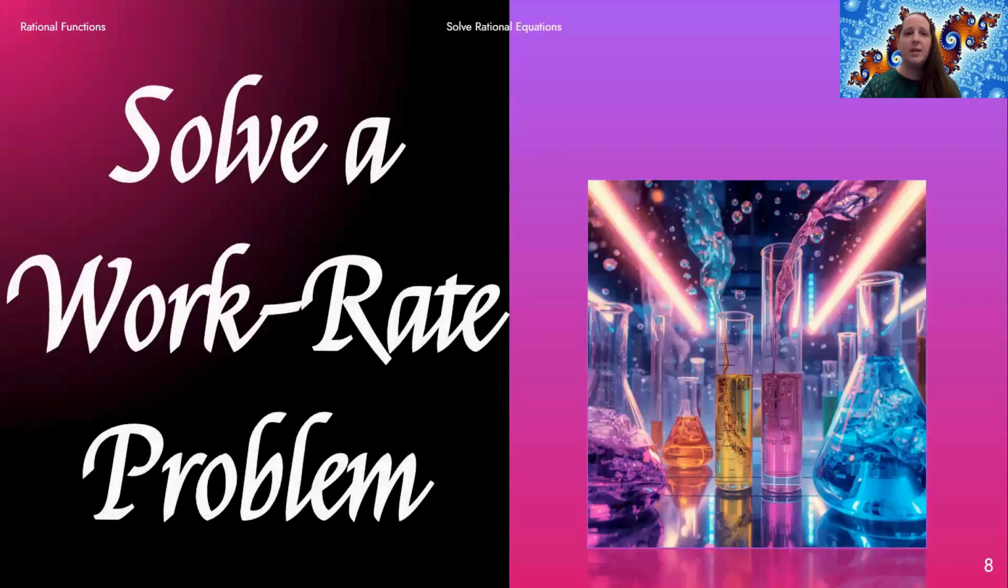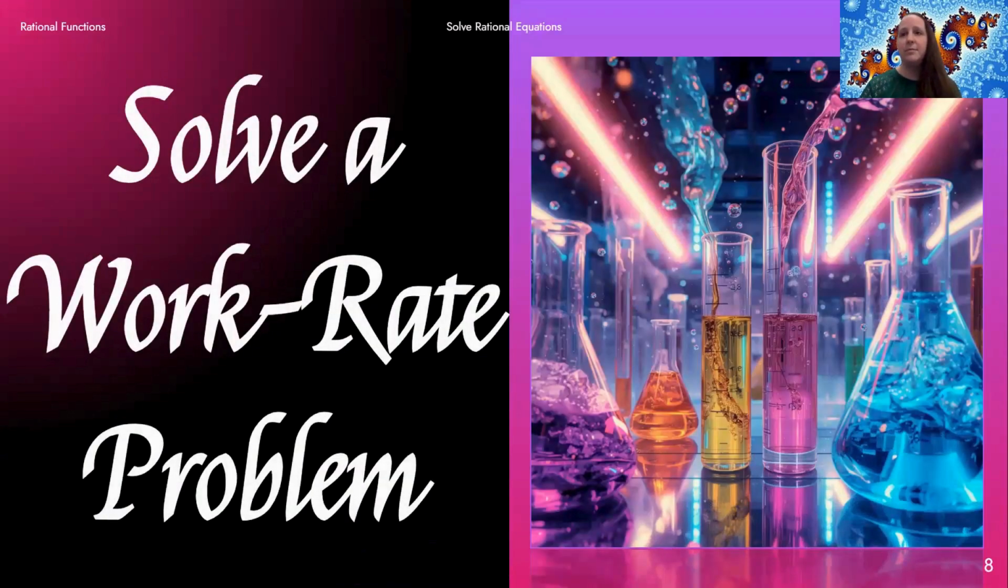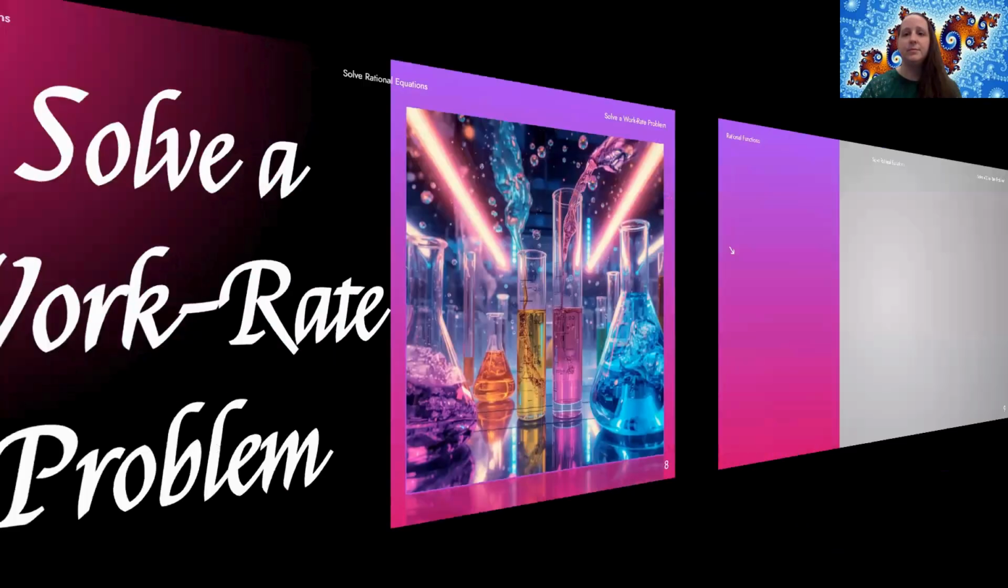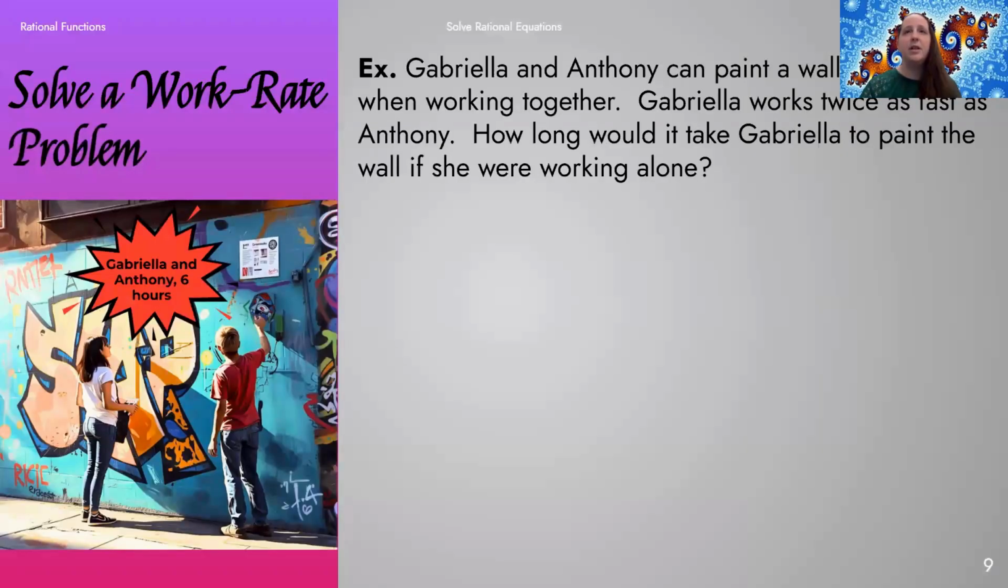Solve a work rate problem. Gabriella and Anthony can paint a wall in 6 hours when working together. Gabriella works twice as fast as Anthony. How long would it take Gabriella to paint the wall if she were working alone?